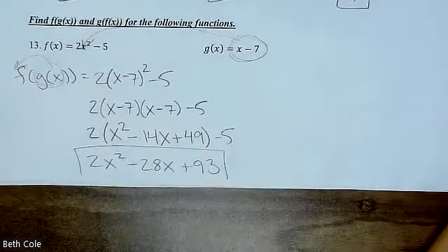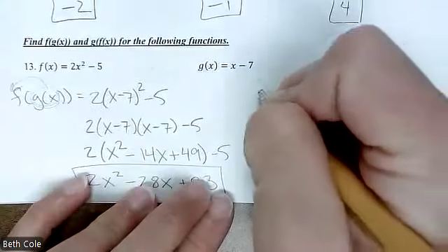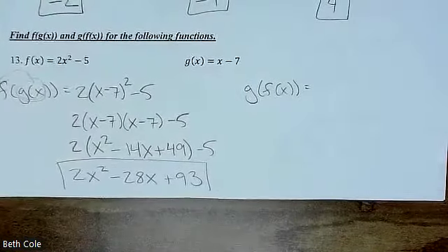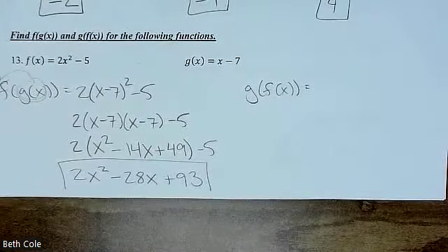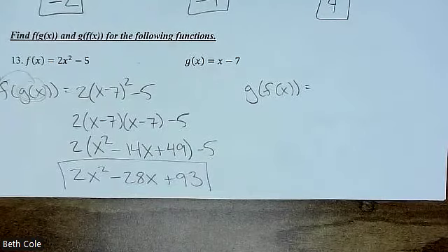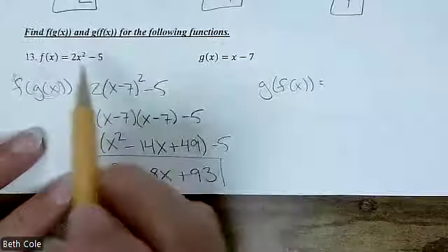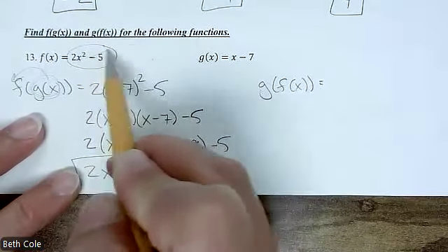Now we're going to do it the other way. And it's not going to turn out the same. And you have to label g of f of x. You have to label that because they're different. So you have to know which one is which. So this time, which gets plugged into which? The 2x squared minus 5. Yeah, f gets plugged into g.